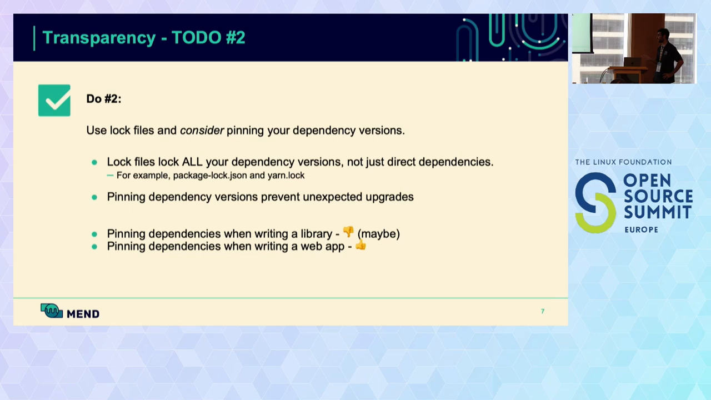But if you're writing a web app that's not meant to be used downstream, then pinning your dependencies is probably the best way to go for you. So to summarize, if you're writing a library meant to be used downstream, probably consider using semver ranges for better user experience. And if you're writing a web app, pinning dependencies is probably a good idea. And then let's move on to number three.